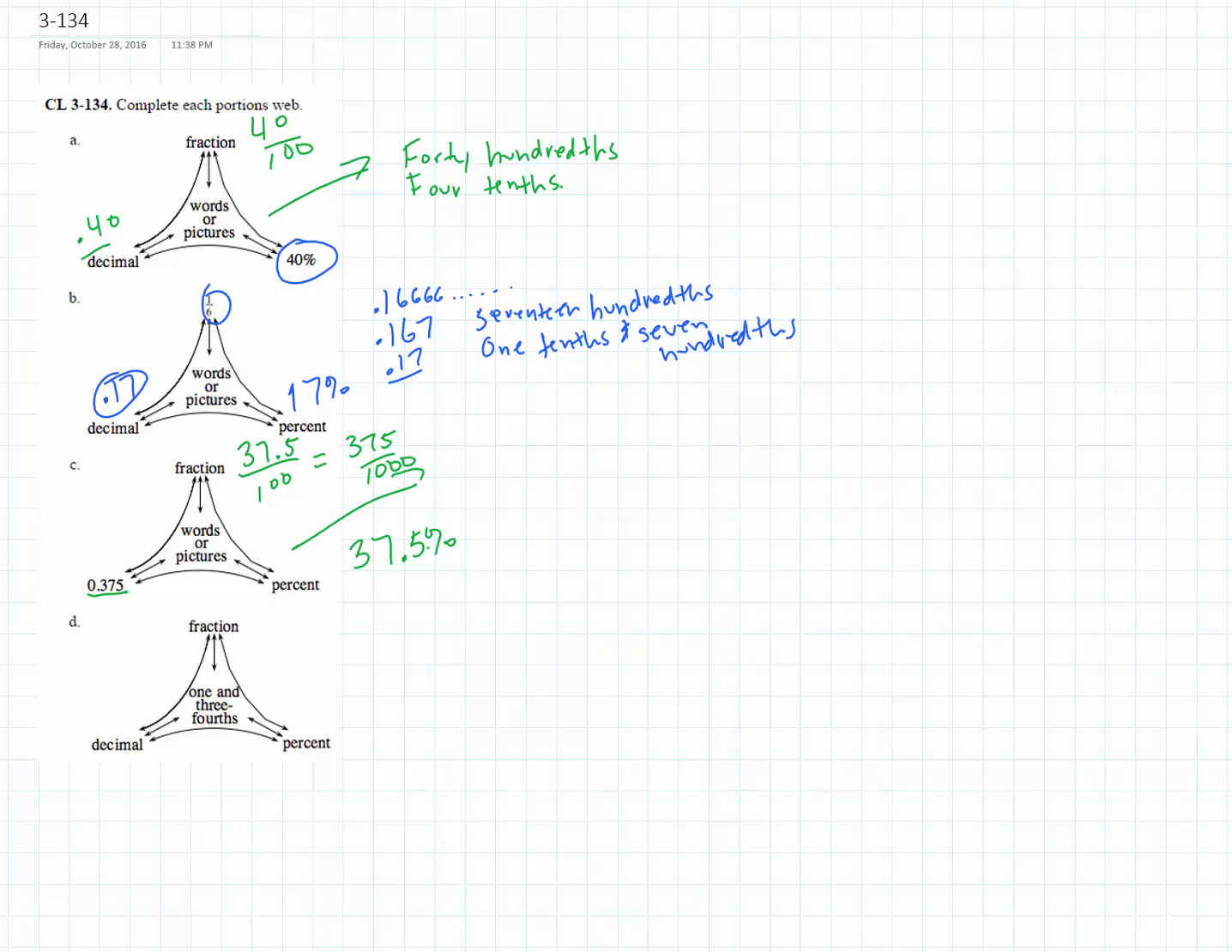Okay. Finally, the words or pictures, we'll go ahead and say 3/10, 7 hundredths, and 5 thousandths.